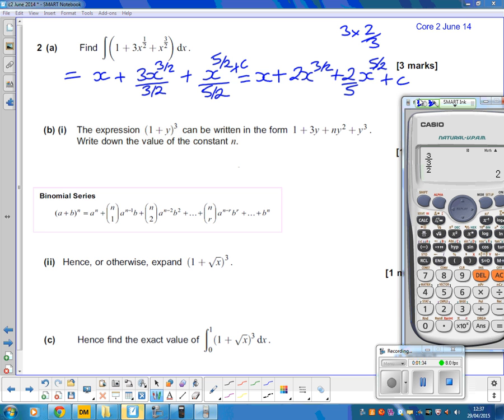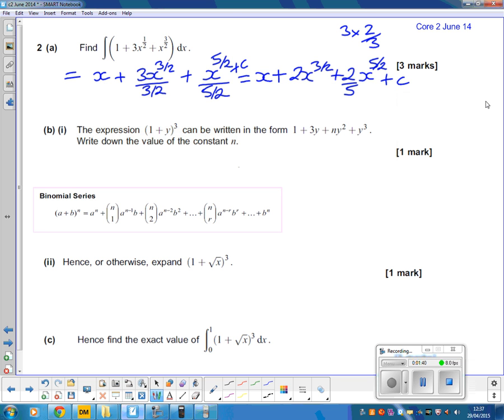Okay, so then it appears we're going on to a binomial expansion. So in part B, part 1, it tells us the expression (1 + y)^3 can be written in this form, and then wants us to write down the value of the constant n. Now that means you don't have to show any working. So if you can remember that from this form, those are just the coefficients in Pascal's triangle, or you can remember that it goes 3C0, 3C1, 3C2, 3C3, you can just write down that n equals 3.